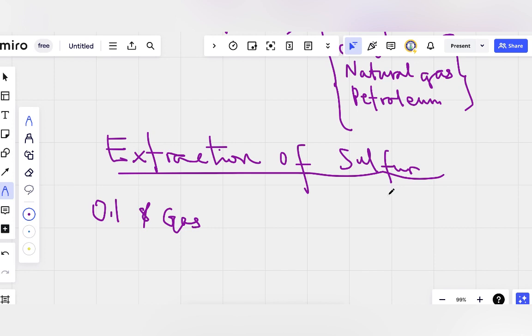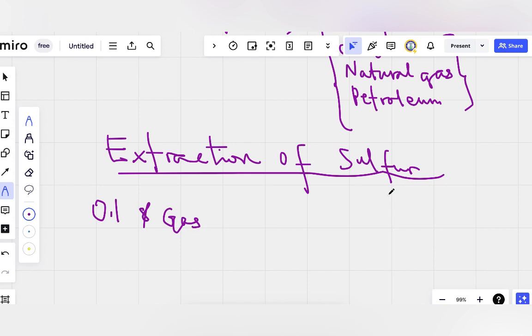Most sulfur is now obtained from the sulfur compounds in petroleum and natural gas that we've mentioned already. These compounds are removed to help reduce air pollution, because if sulfur dioxide goes into the air, it pollutes the air, causes acidic rain, and causes other issues to our environment, right?